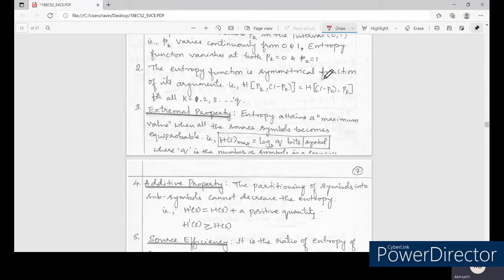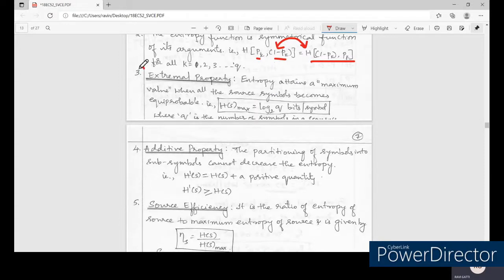Now, the entropy function is a symmetrical function. If you have two symbols and the probability of one event is more, then the probability of the other event will be reduced. If we calculate the entropy in this manner also, both will hold the same value. Therefore the entropy of the source symbol will always be symmetrical with respect to its arguments for all the symbols.